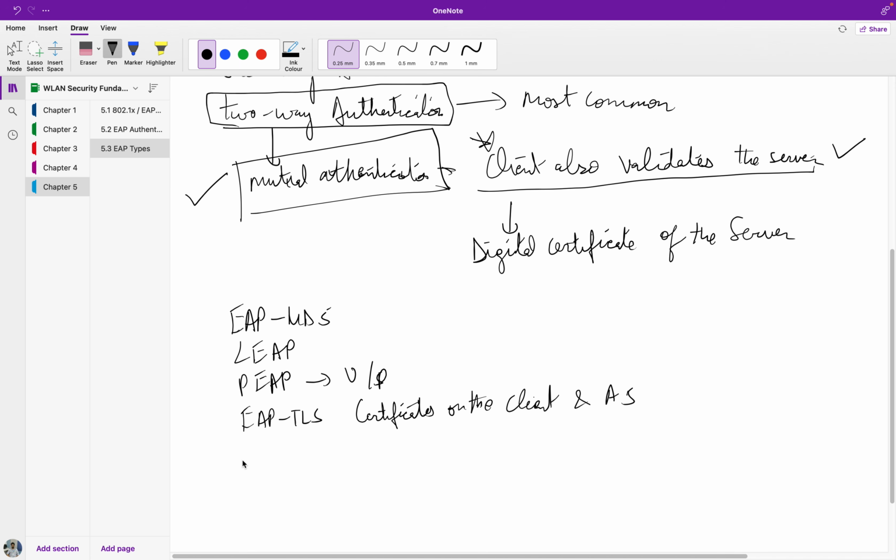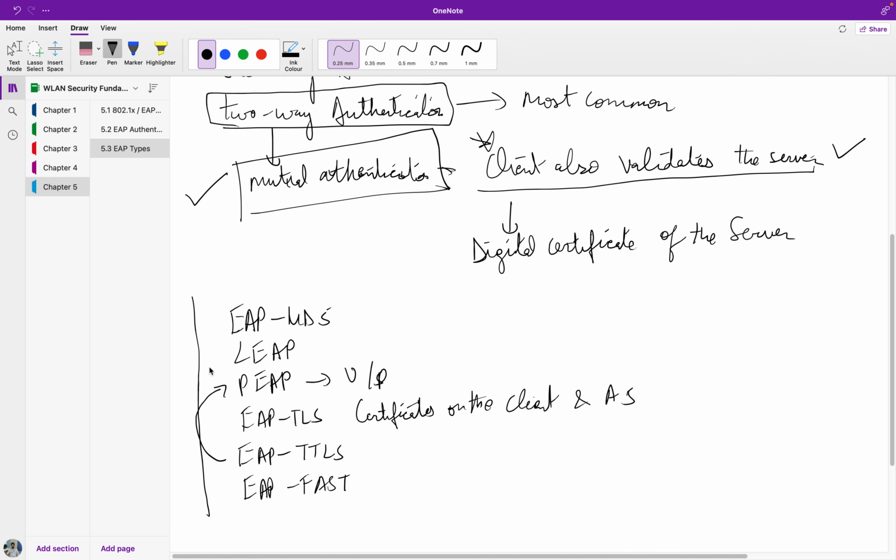There is something called EAP TTLS. In EAP TTLS, it's kind of like PEAP, but there are some minor changes in the internal functioning of EAP TTLS compared to PEAP. That is something which I'm not going to discuss here, but TTLS is very similar to PEAP. And then we have EAP FAST also. So all these are flavors of EAP, and a lot more actually.